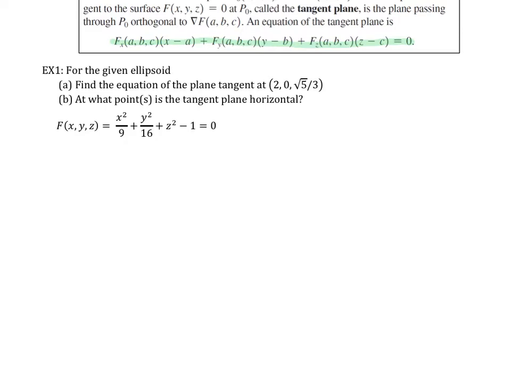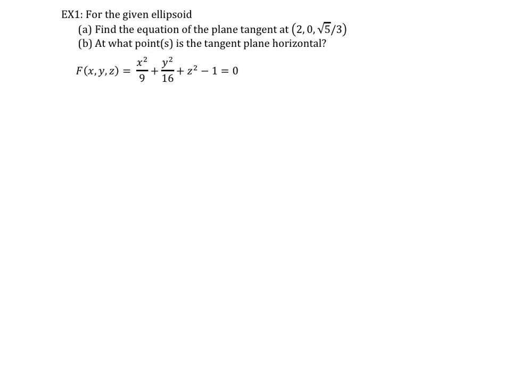Example 1, we're given some ellipsoid, so there's some egg floating in space. And we want to find the equation of the tangent plane at the point 2, 0, square root of 5 over 3. Part B says at what point or points is the tangent plane horizontal on this ellipsoid. So let's first look at A.